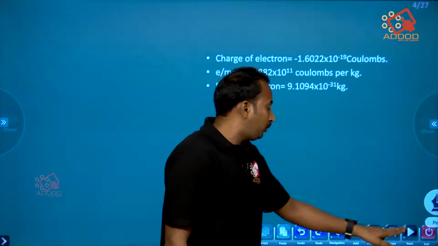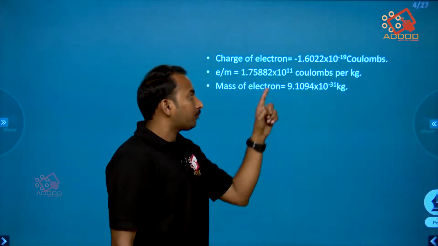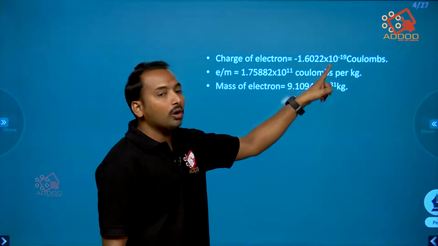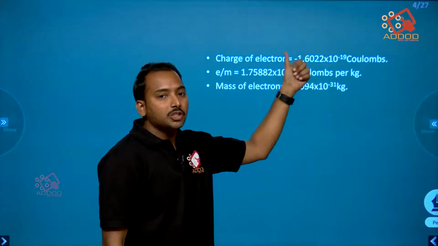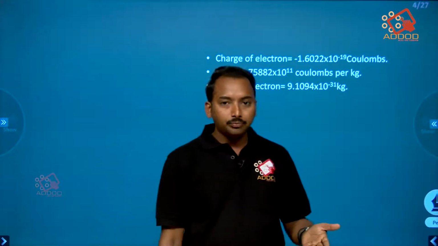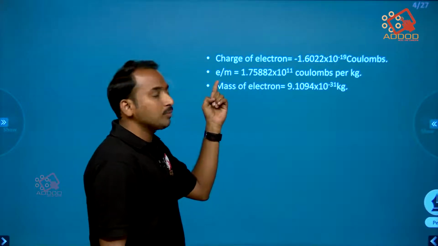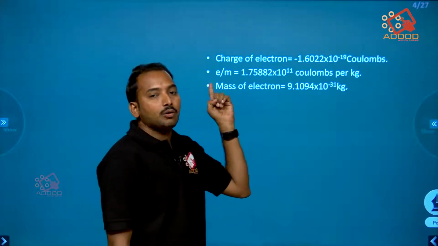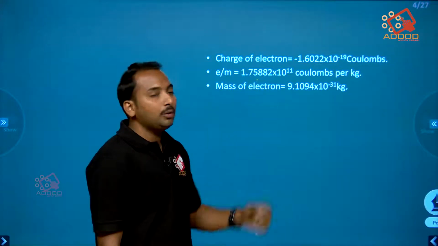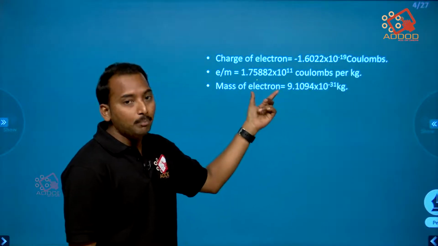What is the charge of the electron? The charge of the electron is minus 1.6022 into 10 to the power of minus 19 coulombs. The charge of the electron was determined by Millikan by the oil drop experiment. J.J. Thomson also calculated the charge to mass ratio, which is 1.75882 into 10 to the power of 11 coulombs per kg.